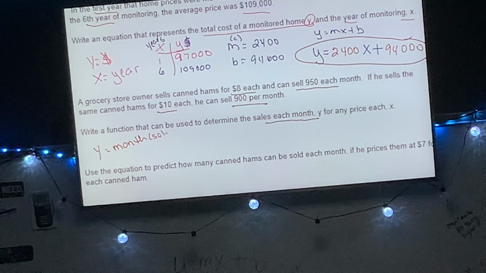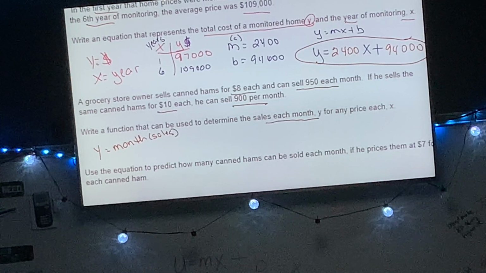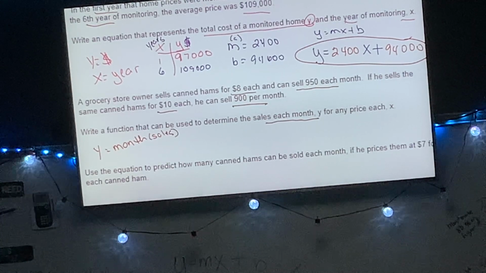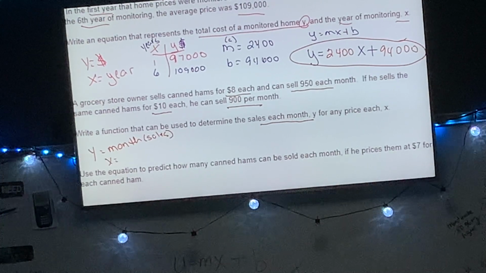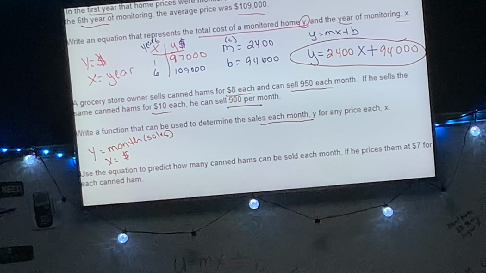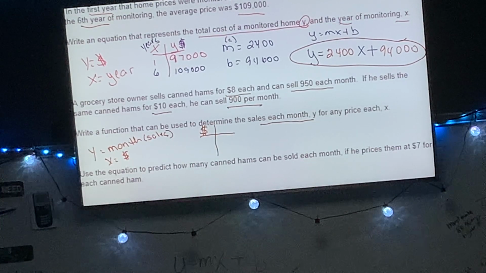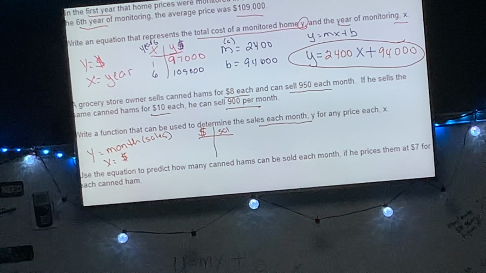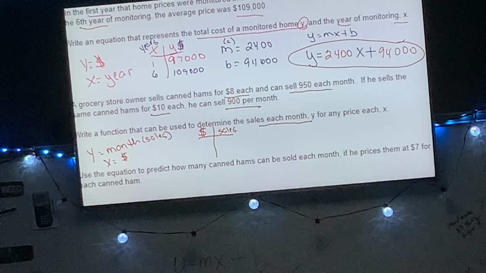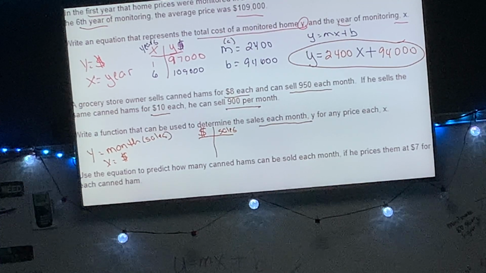Or our sales, whatever you want to call it. And X is your money. So in my X, I'm going to put a money sign. And you can put sales or months or cans, whatever you want that will help you understand what needs to go in that other row.